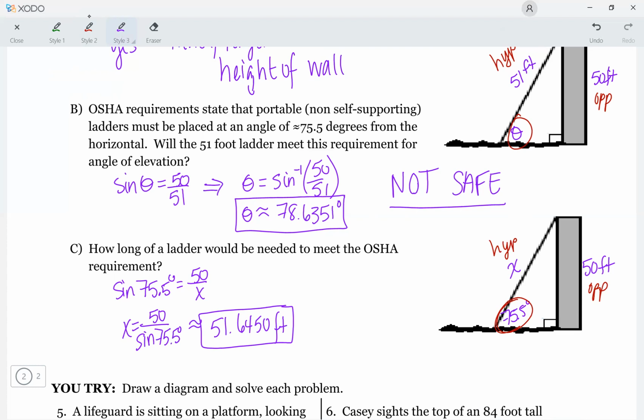Alrighty, so that's the end of our required examples. However, if you'd like to see the U-Try problems, definitely take a look at part 2 of the video that I'm going to post.